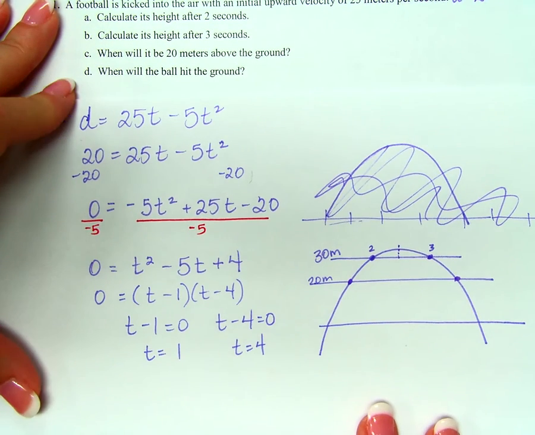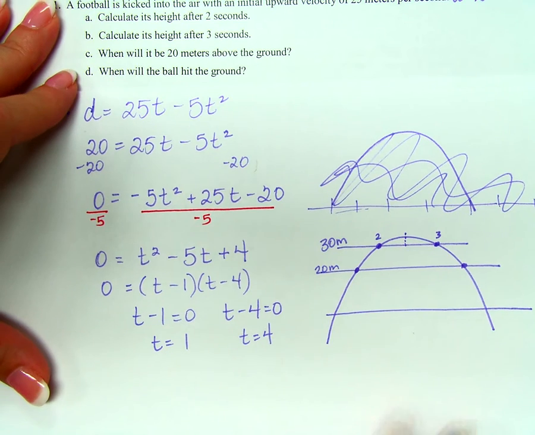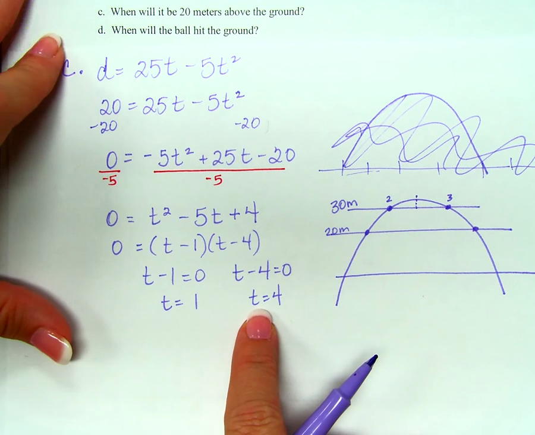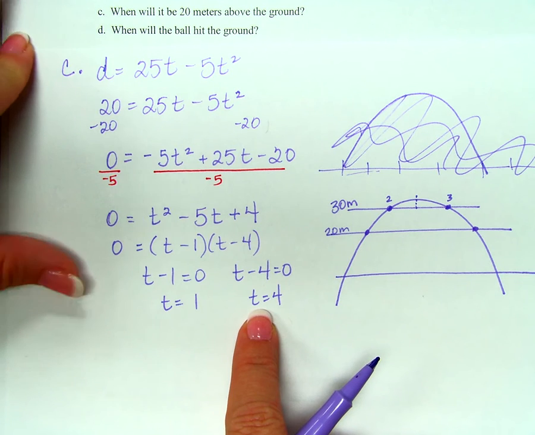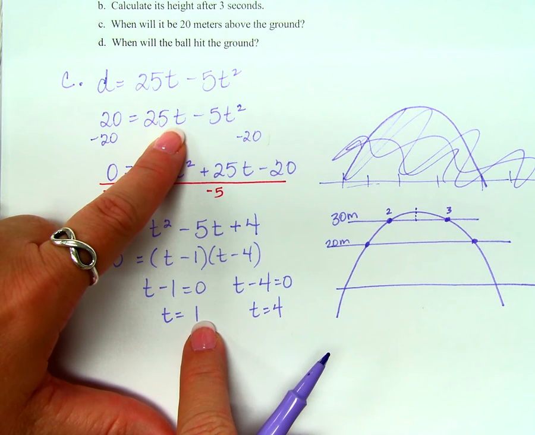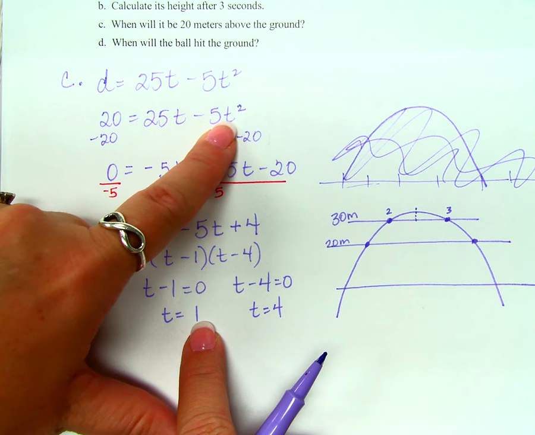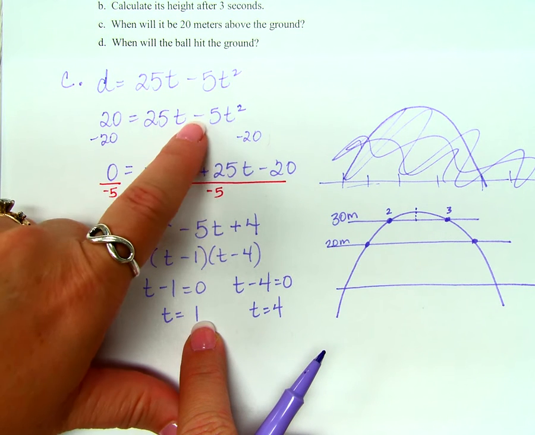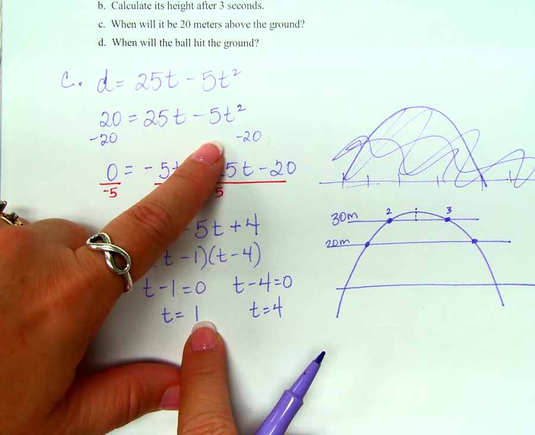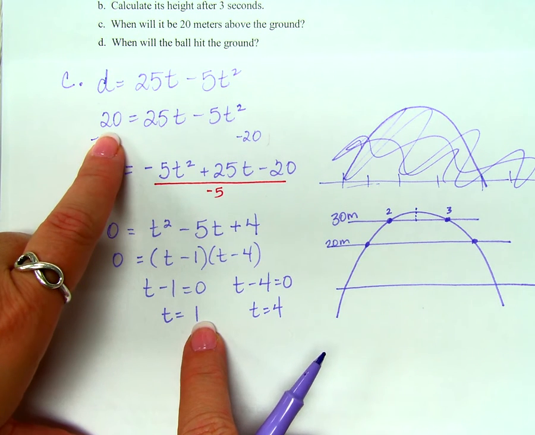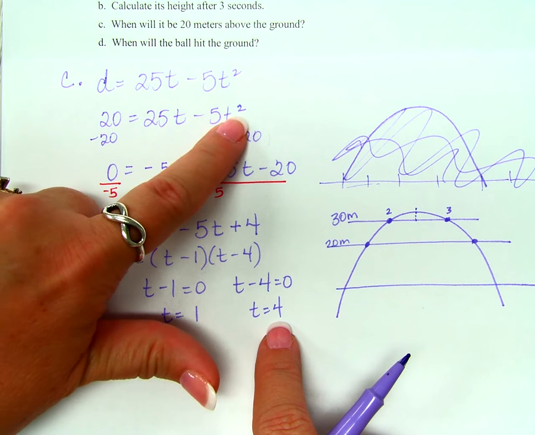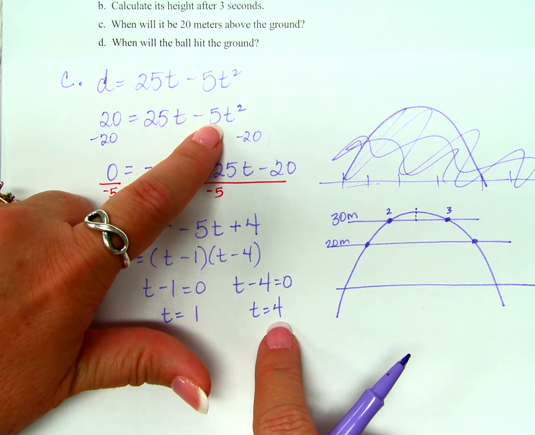When will the ball hit the ground? Time out, time out. Should we plug these in and check them? We should, right? We should plug these in. 25 times 1. 25. Okay. 1 squared. Negative 5 times 1. So I have 25 minus 5. Okay, so that works, right? 4. 25 times 4. 100. 4 squared. 16 times 5.